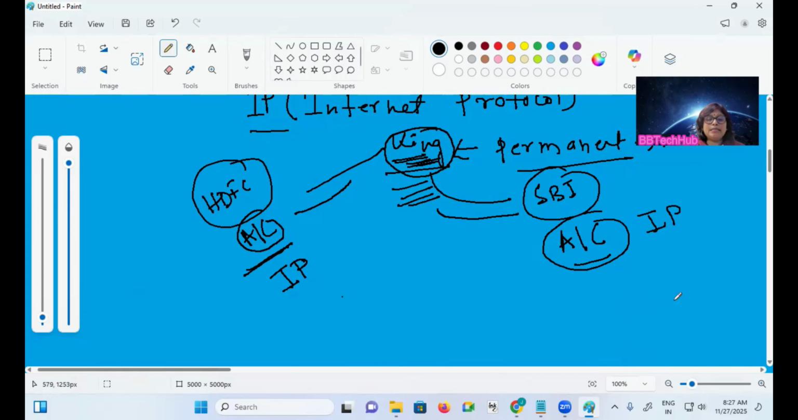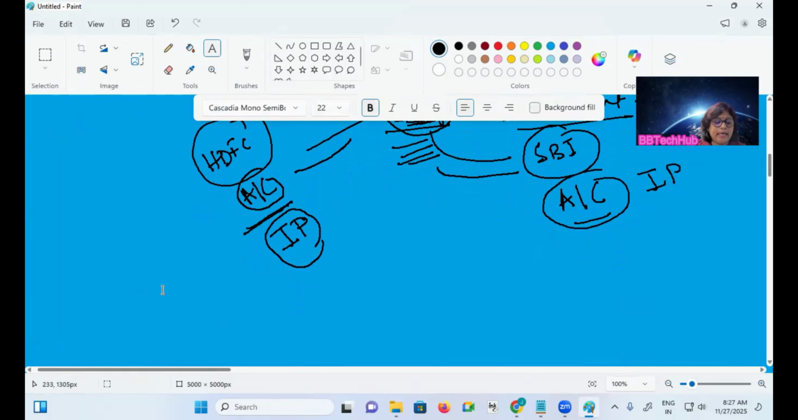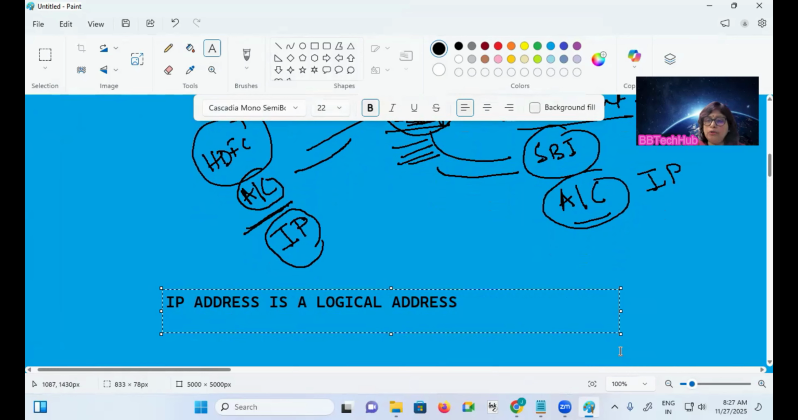In the networking field, this resembles the address called the IP address. In a bank, a customer is identified with the account number. Same in a network, a host is identified by using an IP address. So we say the IP address is a logical address because it cannot be physical, because it is not permanent. It is changing from network to network. So the IP address is a logical address used to identify the host in a network uniquely.